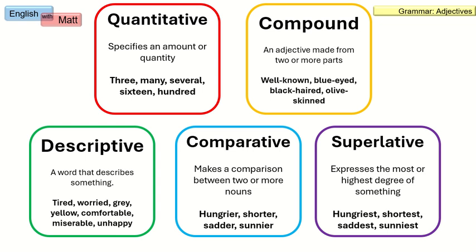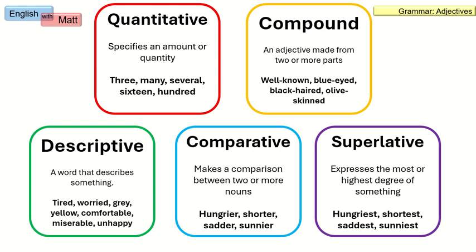If you think of descriptive, comparative, and superlative adjectives on a ladder, the descriptive adjective sits at the bottom of the ladder, and in the middle of the ladder is the comparative adjective. A comparative adjective usually ends in IER or ER, as in all of these examples here. So if the descriptive adjective is hungry, to be more hungry is hungrier.